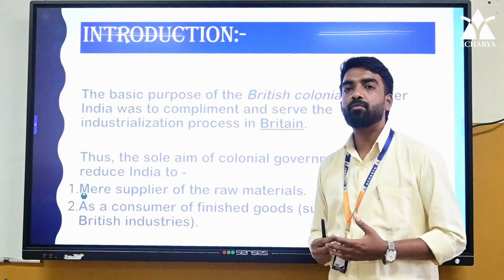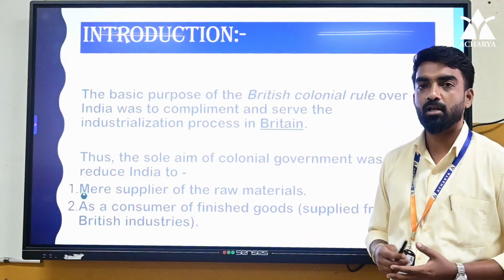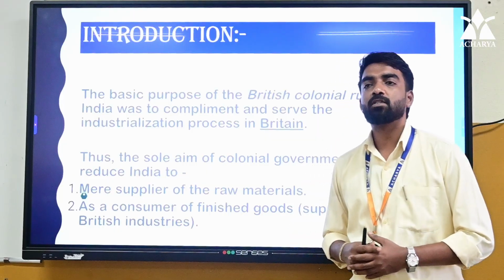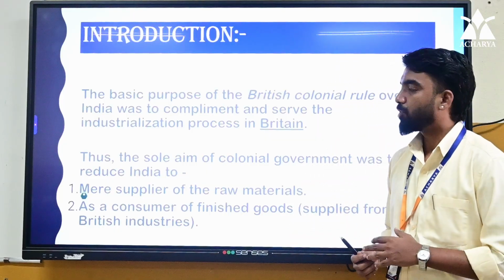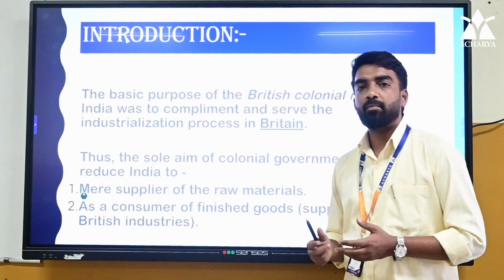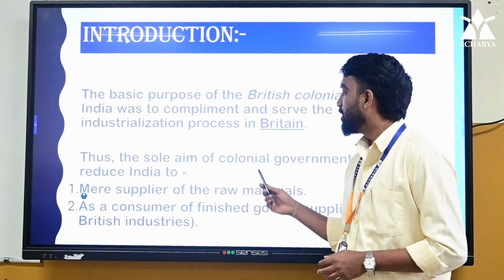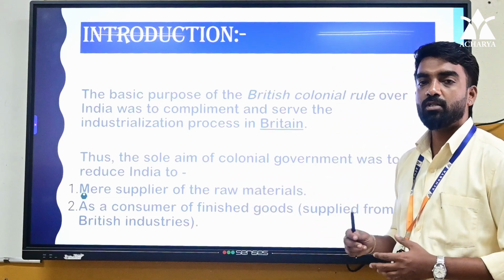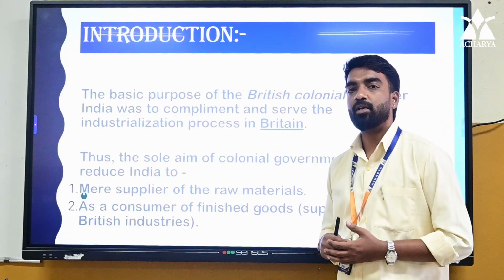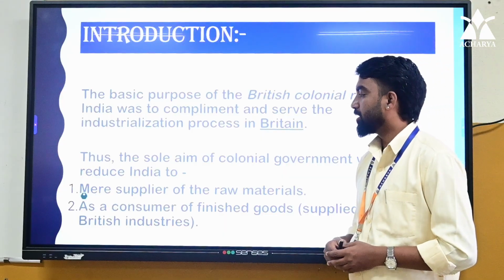We are currently in the 5th industrial revolution. You might have studied in your previous classes the first industrial revolution, which started with the invention of the steam engine, which led to mass production, or production on a large scale, and it replaced handmade or manual work. So the prime aim of the colonial government was to reduce India to a mere supplier of raw materials and importer of finished goods from the industrial revolution which was taking place in the European countries.